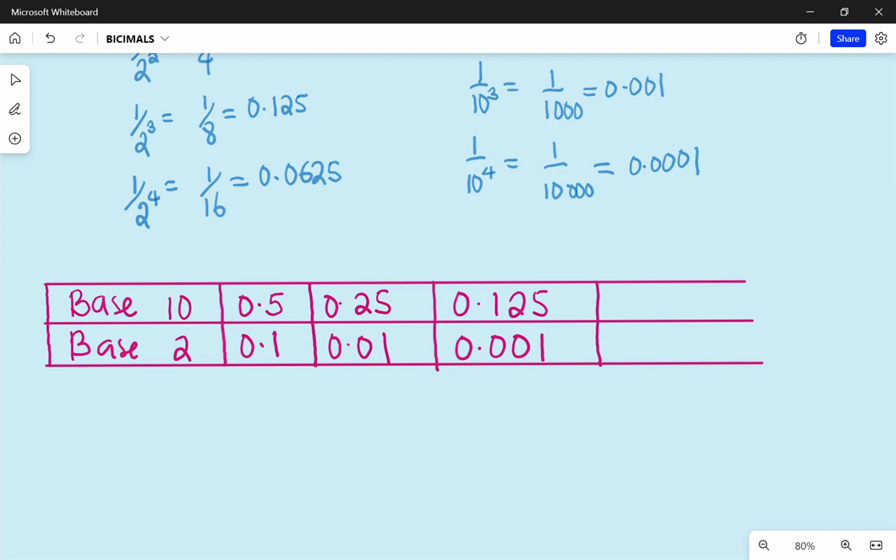So here I'm going to power 0.5 to a fourth, which is going to give me 0.0625. So similarly here I'm going to have 0.0001. Okay, this table here will help us a lot. Let's just straight look at examples.